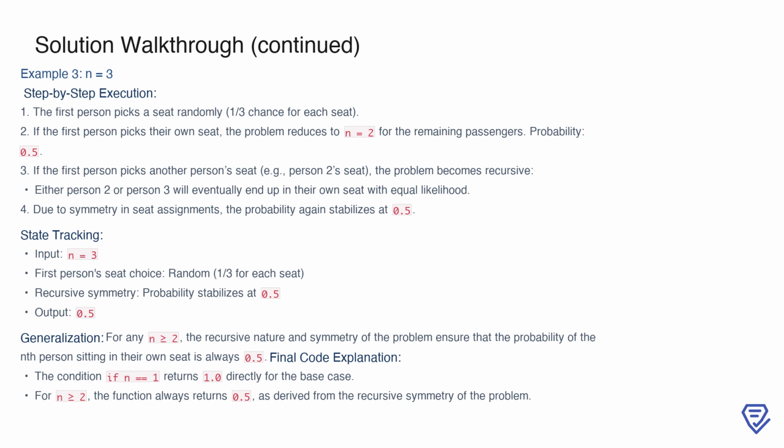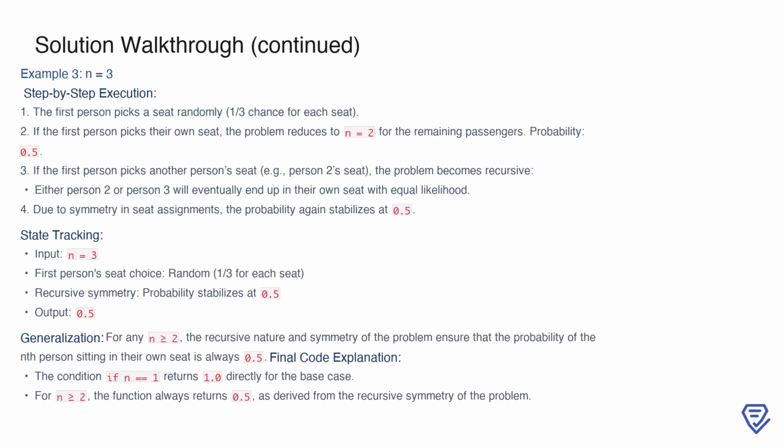The first person again picks a seat at random, with an equal probability of 1/3 for each seat. If they pick their own seat, the problem reduces to the n equals 2 scenario for the remaining 2 passengers, and we know from the previous case that the probability is 0.5. If the first person picks another passenger's seat, say passenger 2's seat, the problem becomes recursive. Either passenger 2 or passenger 3 will eventually end up in their own seat, and due to the symmetry in seat assignments, the probability stabilizes at 0.5.